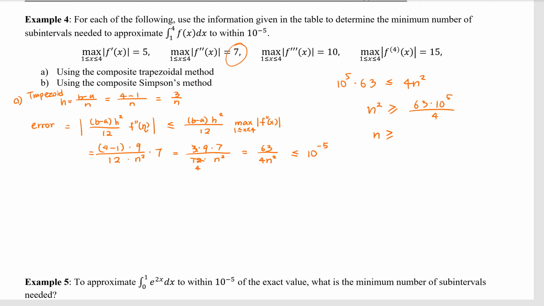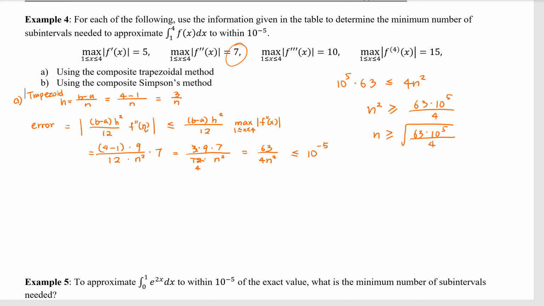Then n is greater than or equal to, we can take the square root of 63 times 10 to the 5th over 4. Why can we do that? Because n is positive. Right? So that's why we only need to consider the positive square roots. Otherwise, we have to consider maybe x less than the negative square root of those things, or x greater than the positive square root of those things.